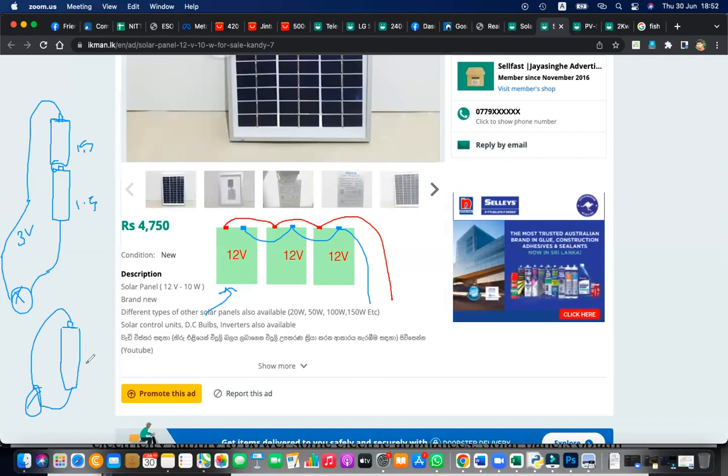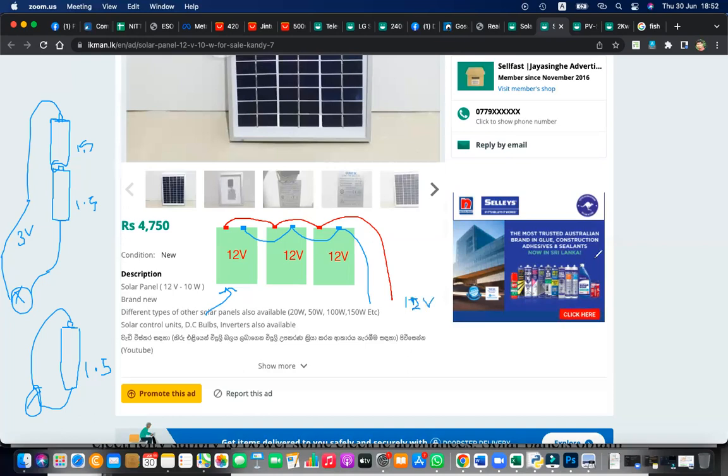This is 1.5 volt. Now if these panels are connected in parallel, it means you connect positives to positives, anode to anode, anode to anode, and cathode to cathode, cathode to cathode, then you will get 12 volt. 12 volt, right?